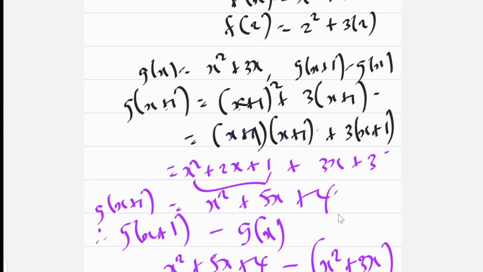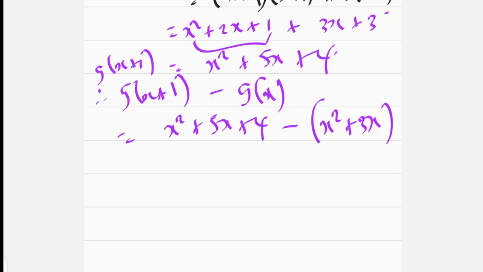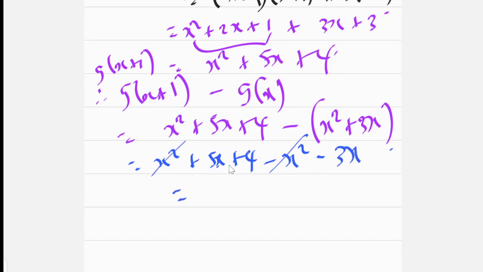So if you simplify it further, come on, let us simplify it further. This will give me x squared plus 5x plus 4 minus x squared minus 3x. You see that this guy cancelled this. Then you have 5x minus 3x, 2x, plus 4. Or if you like, you can factor 2 out, that is 2 times x plus 2.